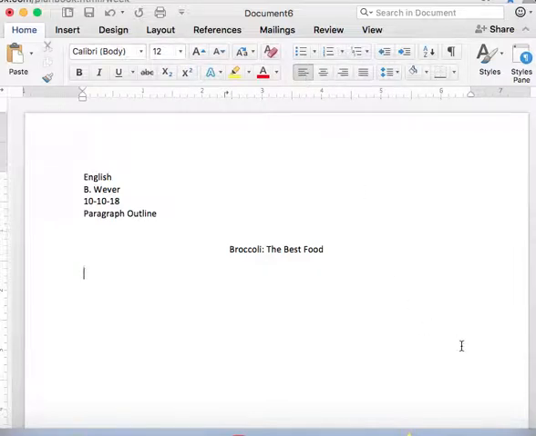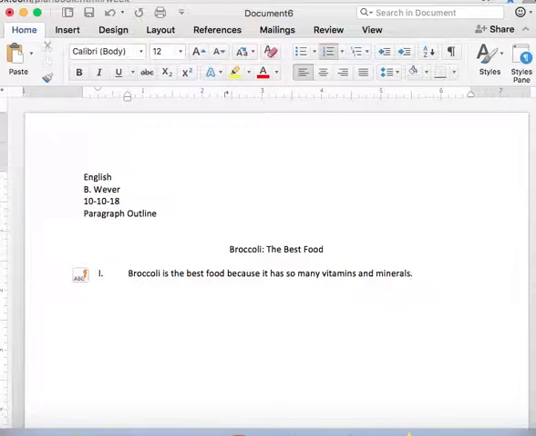Now, the first thing you need to do is write what you are going to put for your topic sentence. That is going to be the first sentence of your paragraph for right now. So you're going to write the Roman numeral 1, which is the same as the capital letter I. Put a period, put a space. It may indent it for you, that is okay if it does that. And write your topic sentence. Broccoli is the best food because it has so many vitamins and minerals. Okay, so there is your topic sentence.